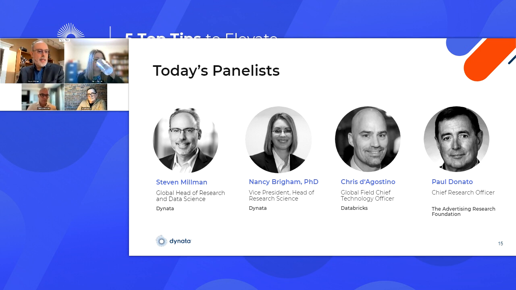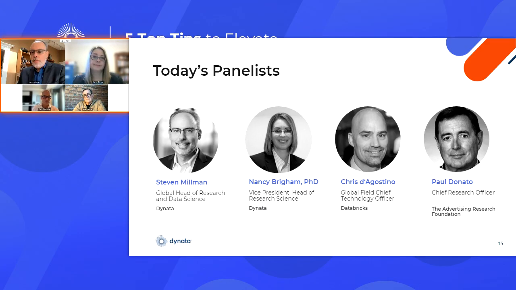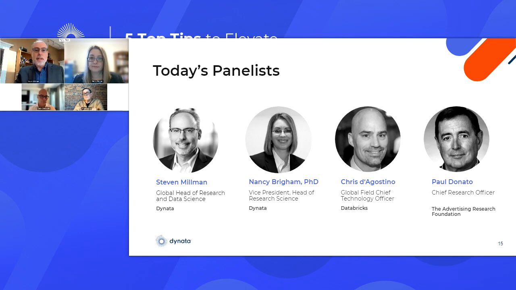Chris D'Agostino is Global Field Chief Technology Officer for Databricks. He's been with Databricks for a little over 4 years and has 30 years experience in dealing with large-scale data environments. He was previously at Capital One and was a CEO of a data analytics company that was focused on counterterrorism after 9/11. Paul Donato, Chief Research Officer at the Advertising Research Foundation, the ARF, and a good friend and mentor. He spent, I think, 17 years as the Chief Research Officer of Nielsen. He knows all, he tells all, he's a heck of a guy.